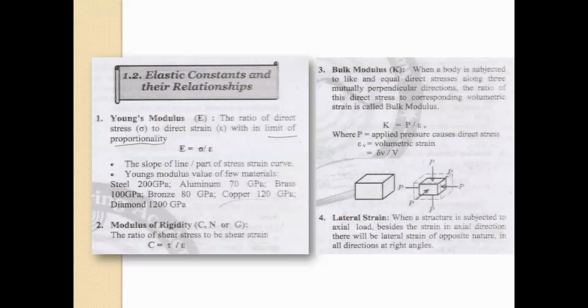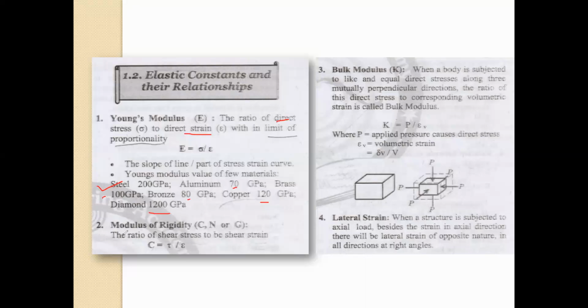So first, Young's modulus. Young's modulus is denoted by the letter E, and it is the ratio of direct stress to direct strain. So E is equal to sigma upon epsilon. This is the most important point. Young's modulus for different materials: please remember, for steel near about 200 GPa, for aluminium near about 70 GPa, for brass near about 100 GPa, for bronze 80 GPa, for copper 120 GPa, and for diamond 1200 GPa.